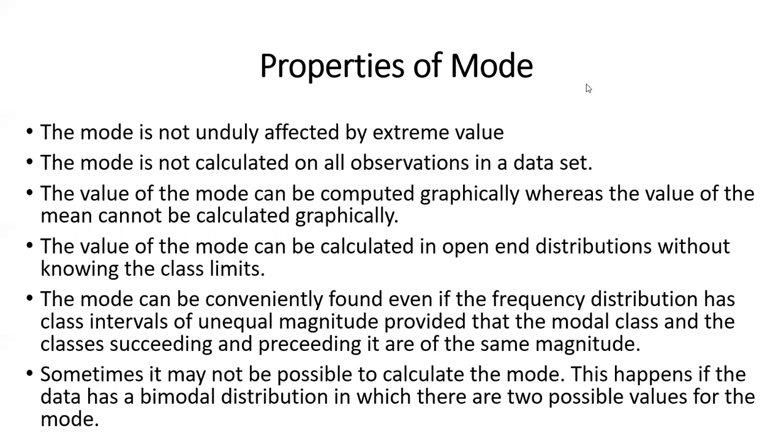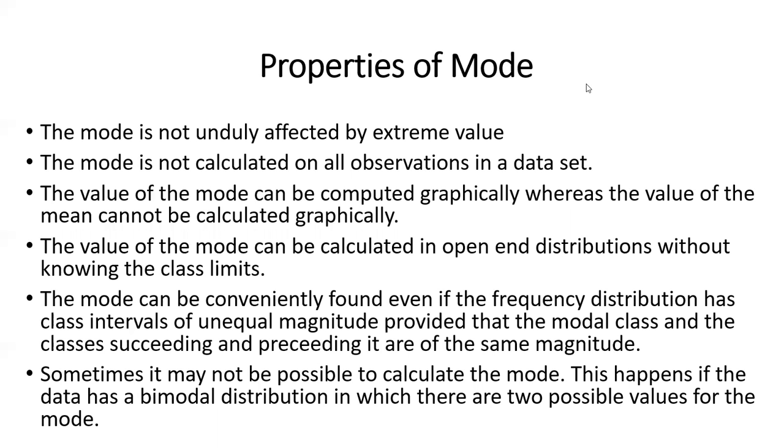Then the third point is that the value of the mode can be computed graphically, whereas the value of the mean cannot be calculated graphically. The value of the mean can't be represented graphically, but by using a histogram, you can find the value of the mode graphically. Then the mode can be calculated in an open distribution without knowing the class limits. Without knowing the class limits, the mode can be calculated from an open-ended distribution.